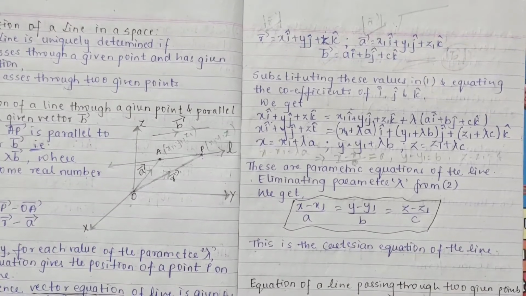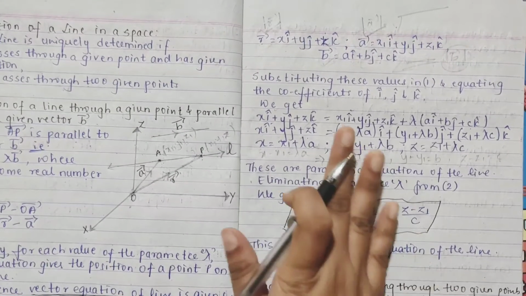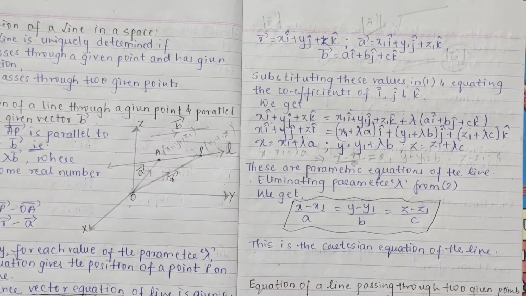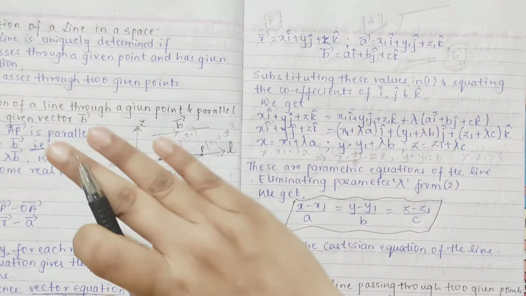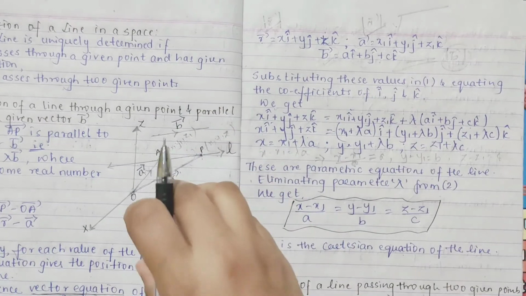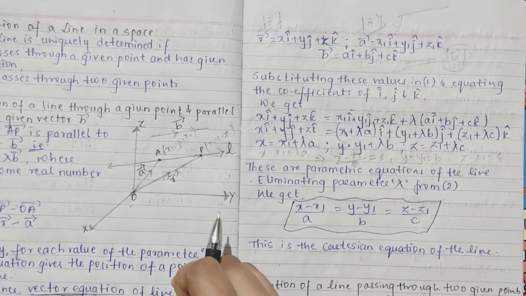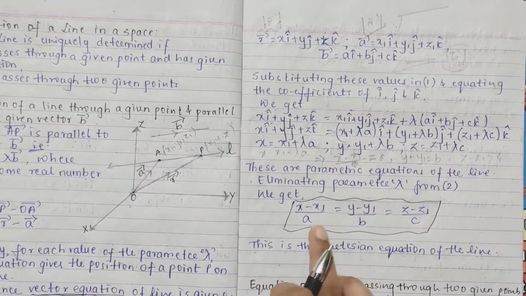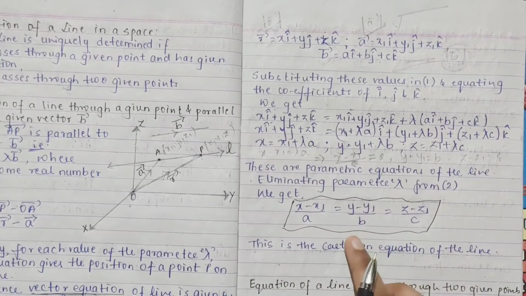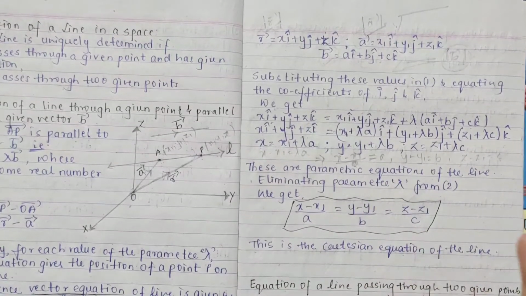So don't get so much into it. Remember the equations, because this only is useful. Problems, they'll ask this only, your vector form and your Cartesian form. Vector form, depending on this, you have your vector r is equal to vector a plus lambda vector b. Your Cartesian form is (x minus x1) by a is equal to (y minus y1) by b is equal to (z minus z1) by c.